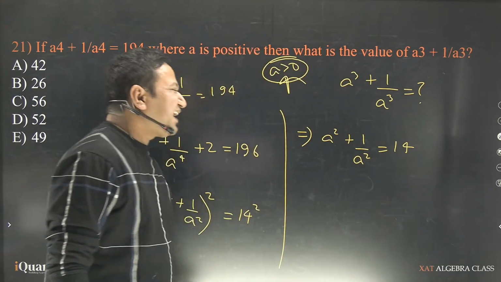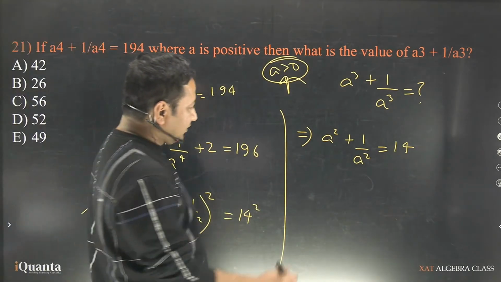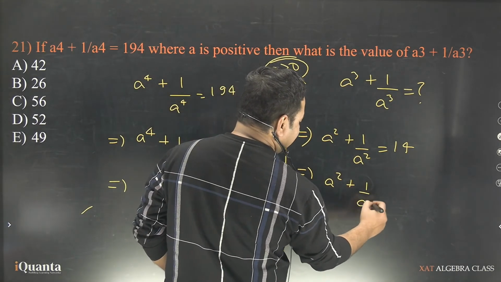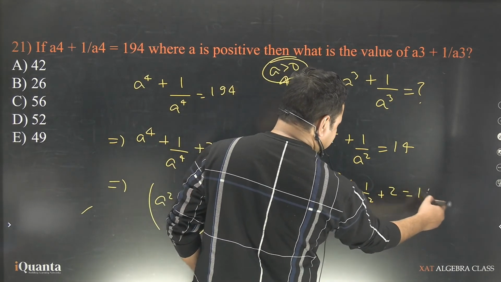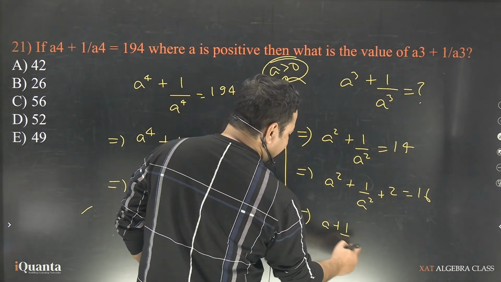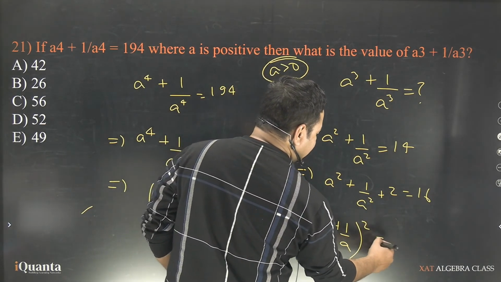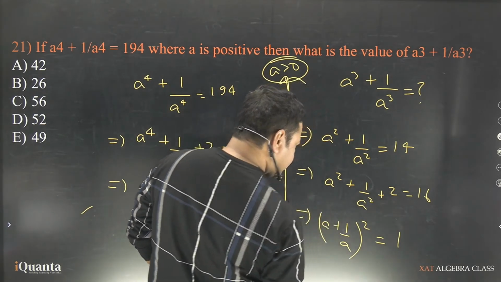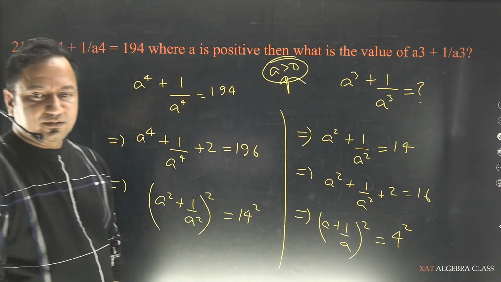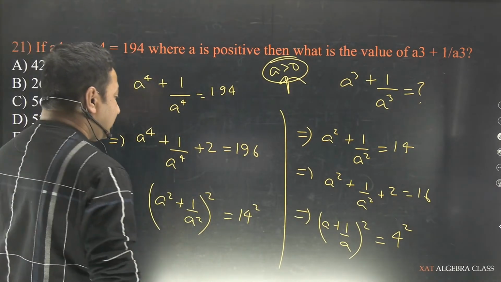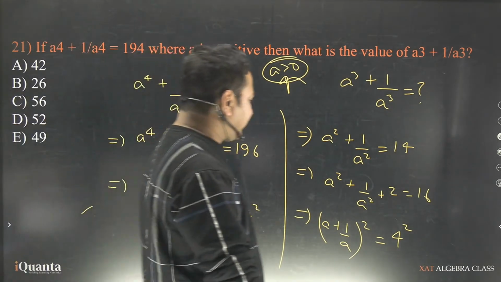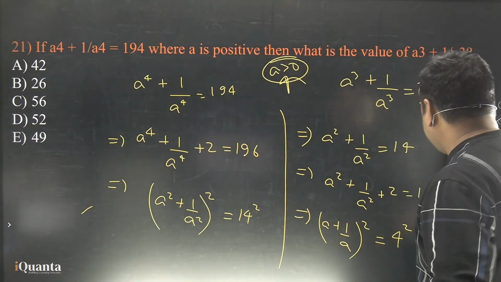Now what? I need a perfect square. So I'll just add 2 again. So I'll get a square plus 1 by a square plus 2 is equal to 16. 16 is 4 ka square. So I'll get a plus 1 by a whole square is equal to 4 square. Is that right, everyone? Now, again, as a is greater than 0, it has to be 4, not minus 4. This thing, a plus 1 by a has to be 4.